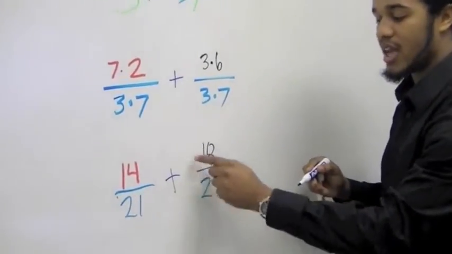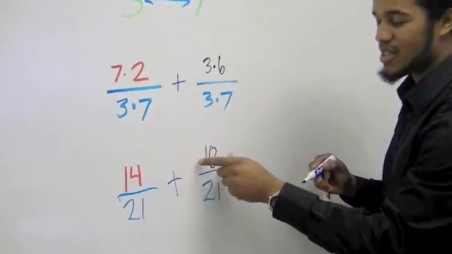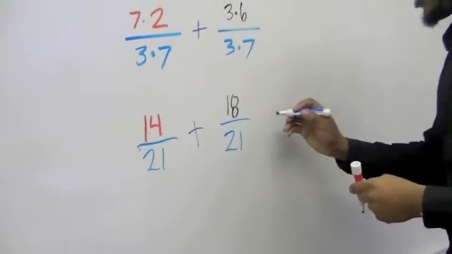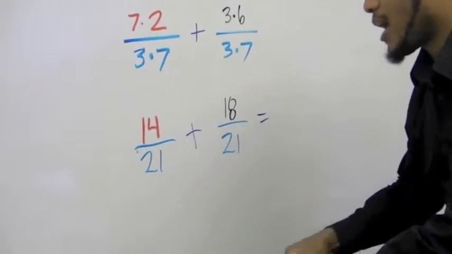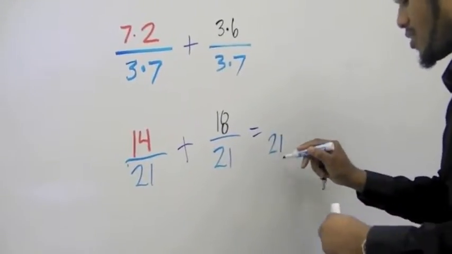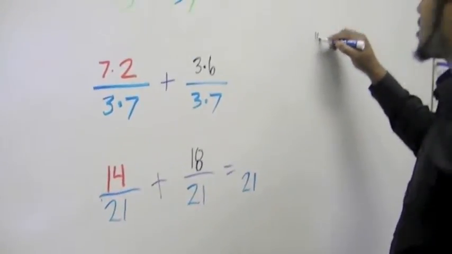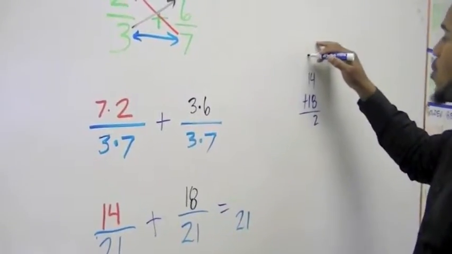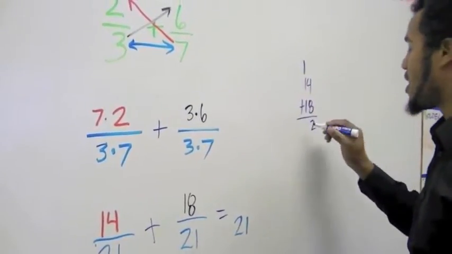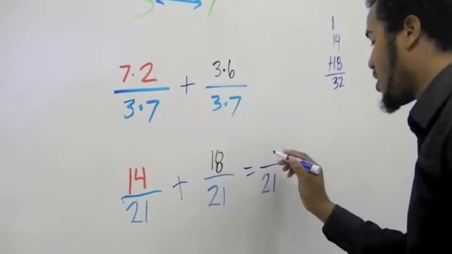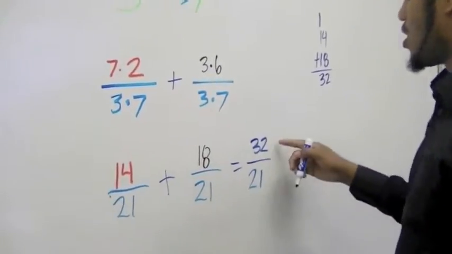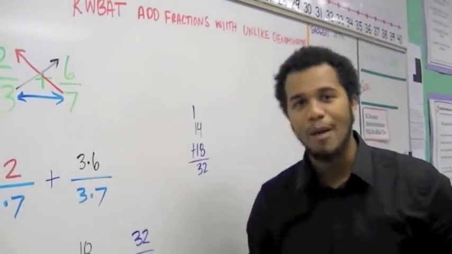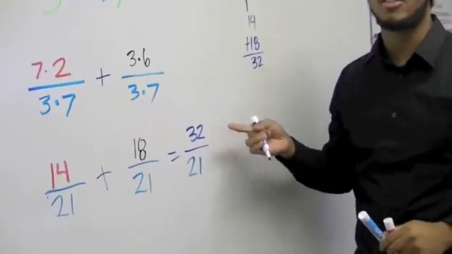14 21sts plus 18 21sts. So we can have the common language of speaking. Now we can add these across. The common denominator stays the same. We add 14 plus 18. 4 plus 8 is 12, carry the 1. 1 plus 1 is 2, so we get 32. Our answer here is 32 over 21, which is an improper fraction. Yes, because the numerator is greater than the denominator.